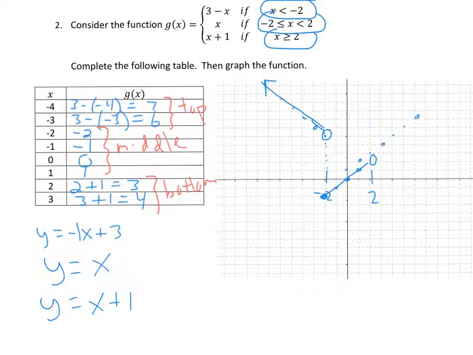But we only want to keep the part of that that's to the right of x equals 2. So we'll keep from this point right here to the right, and I'll erase the points that we don't want. And so that would be the graph of our function.